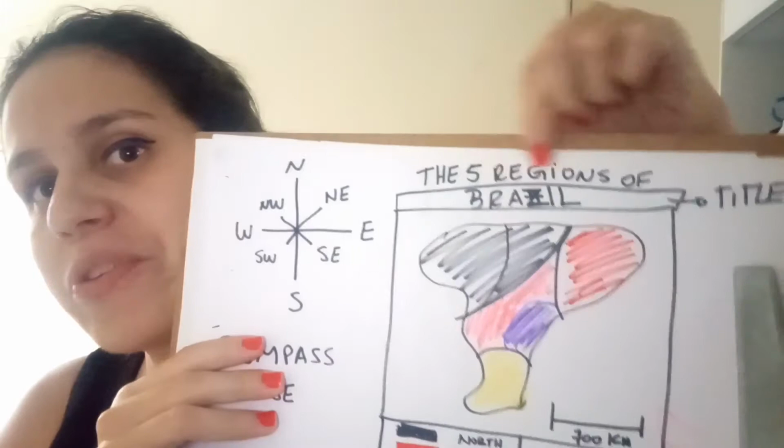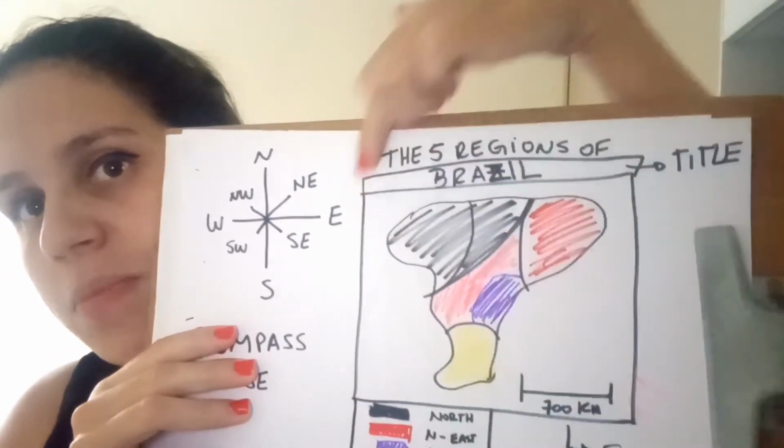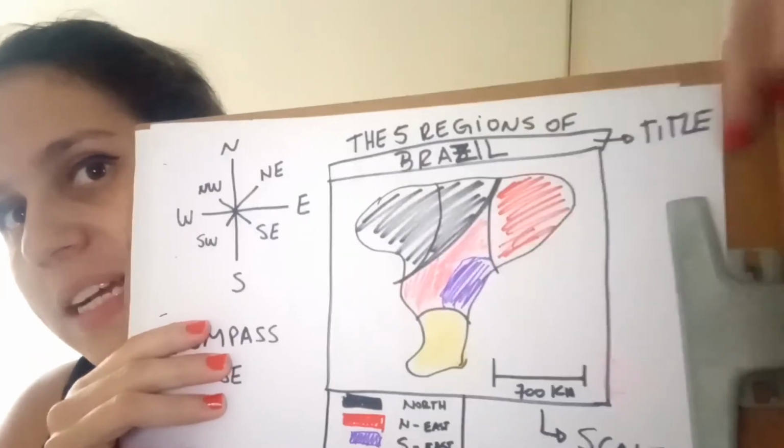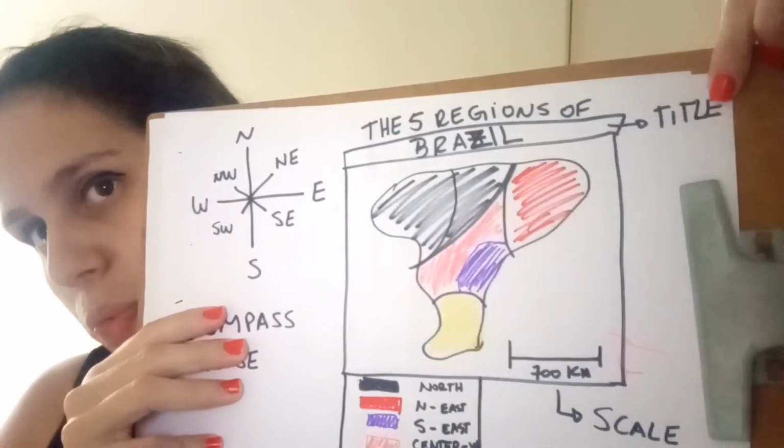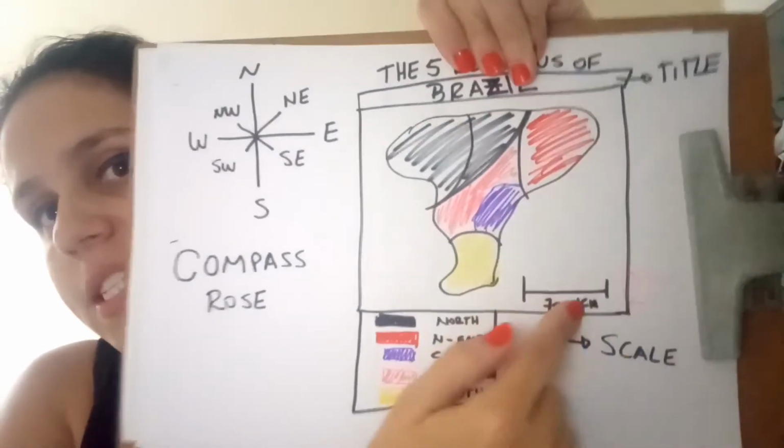So see, look here. The 5 regions of Brazil. This here is the name of the map. So this is the title. Then we have something that's called the scale. So look, depending on the size of the map, they do a drawing according to, for you to orient yourself.